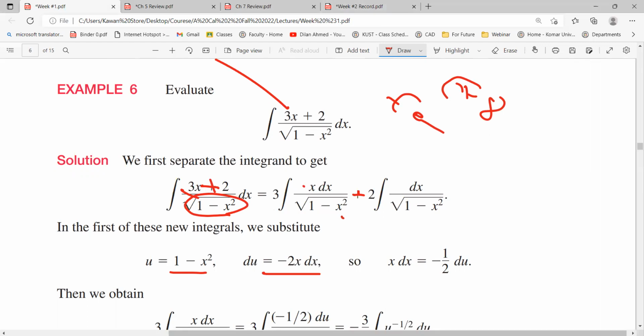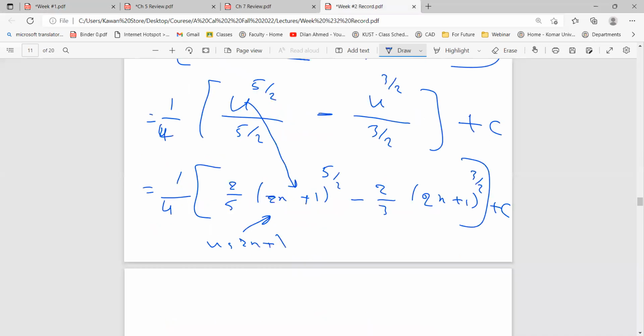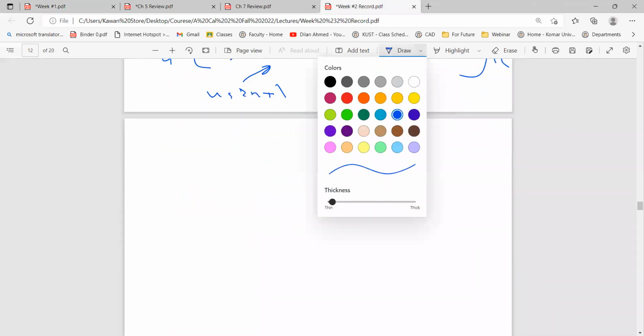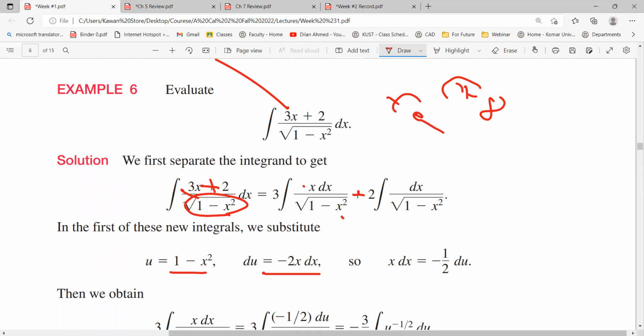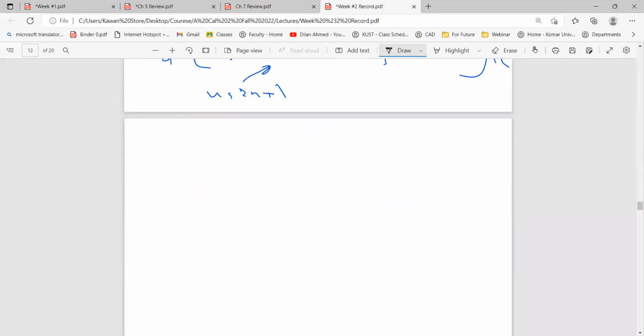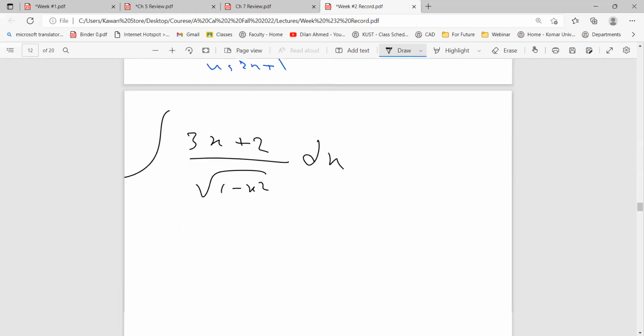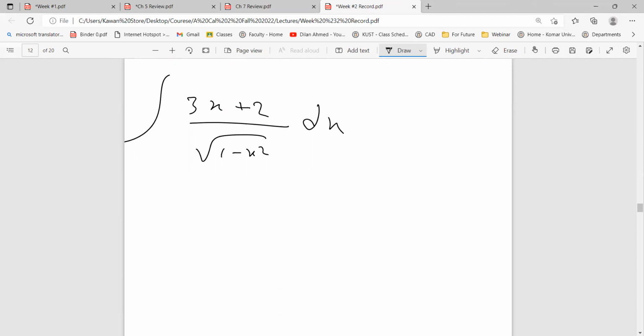So I'm going to solve for you instead of speaking. Let me solve for you. We have the integral of (3x plus 2) over (1 minus x squared) dx. Directly, I'm going to make it two parts. Why? Because I think it's easier for me.